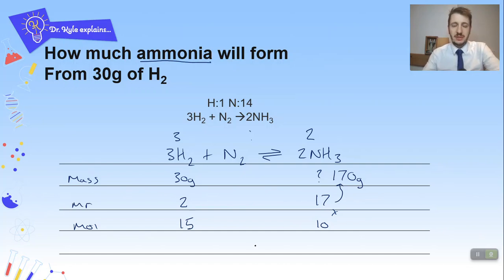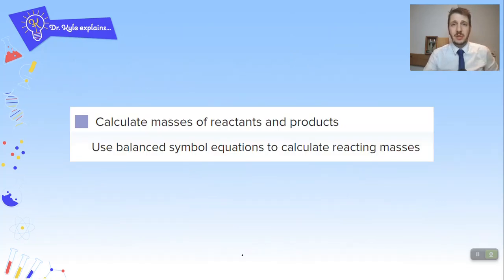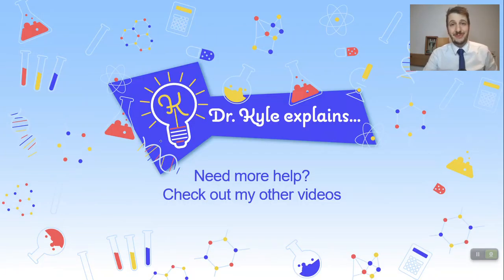Now, if you go through this method of just writing your equation, mass, MR, moles, and doing it really nice and neatly, trying to keep as neat as possible, I'm not talking about handwriting, I'm just talking about laying it out in a nice column, I'm absolutely certain you will get full marks for your GCSE. Okay, so what we've done today then, we've calculated masses of reactants and products, and we've used balanced symbol equations to calculate reacting masses.